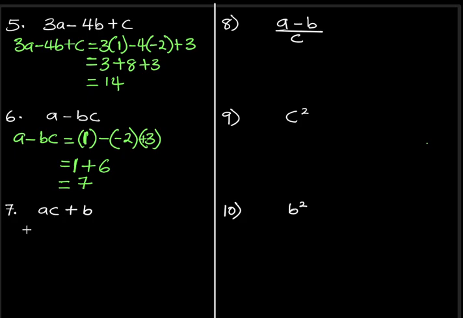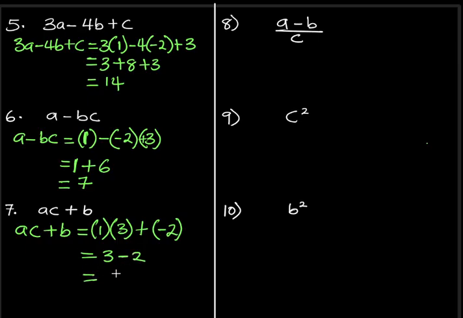Okay, this one says AC plus B. AC plus B. What's our A? Our A is 1, and then our C is what? 3. And what do we have? This will give us plus B is minus 2, minus 2. So this will give us 1 times 3, making it 3, plus times minus, that will give us minus 2. And then our answer will be 3 minus 2, which is equal to 1.